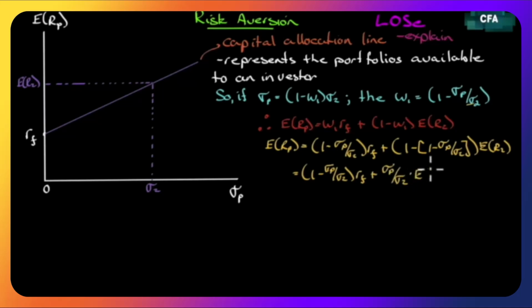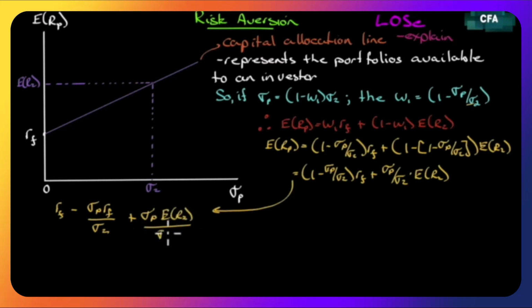2 times ER2. Well, I can multiply through here because I have 2 terms in the brackets and 1 outside. So I'm going to multiply through here, and I'm going to just jump down here so I don't run out of room. So RF times 1 is RF minus, because I have a minus sign, PRF over sigma 2 plus, I'm going to write it this way, P, and we have the expected return of 2 over 2. So all I've done is I've just moved this to the top.